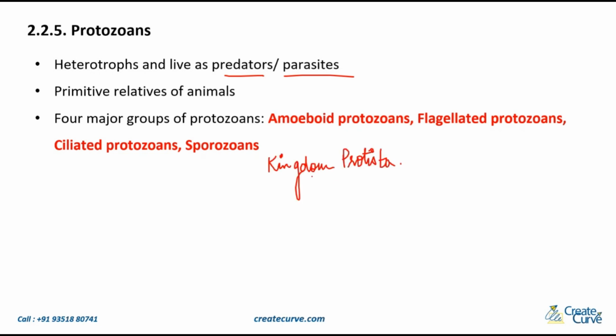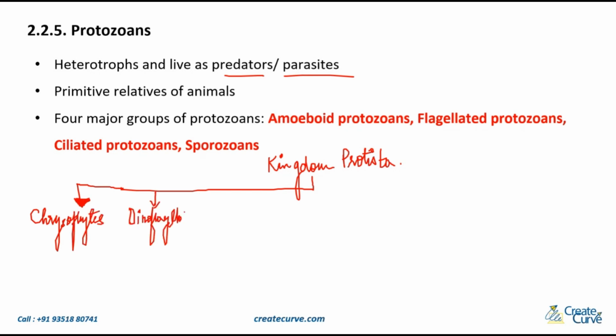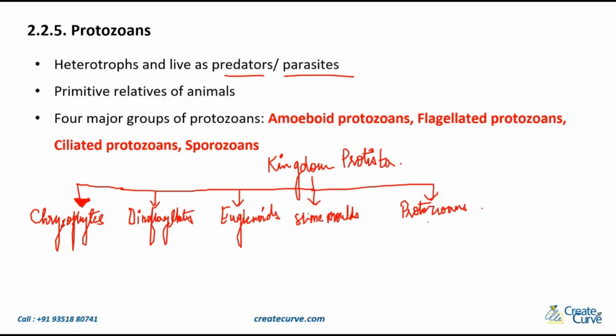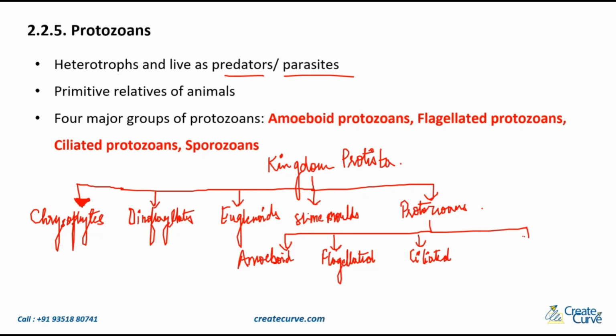Let us say I write Kingdom Protista. How many groups do we have here? Rhizophytes. Next one, what did we see? Dinoflagellates, Euglenoids, slime mold. Now, in protozoans, you again have four. So, under protozoans, you have the amoeboid protozoans, the flagellated protozoans, then the ciliated protozoans, and the sporozoans. So, this is the whole kingdom classification of Kingdom Protista.